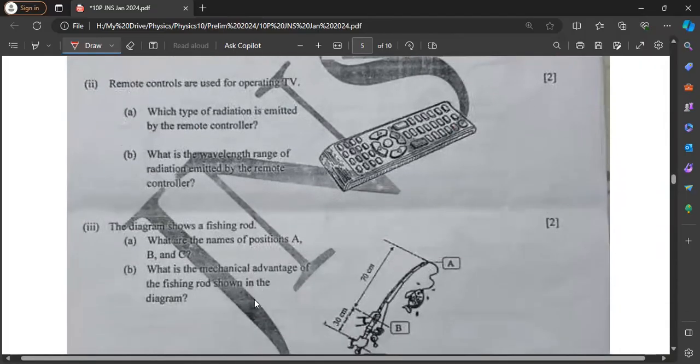Then remote controls are used for operating TVs. What type of radiation do they emit? Infrared radiation. What is the wavelength range of the radiation? That you need to learn and write. Remember, IR and UV you should know because that's in the portion. For visible, this is 400 nanometer to 800 nanometer, or 4,000 angstrom to 8,000 angstrom.